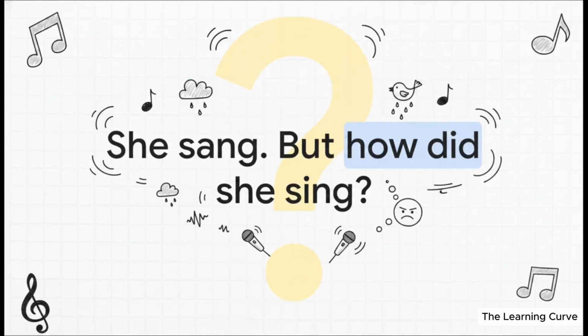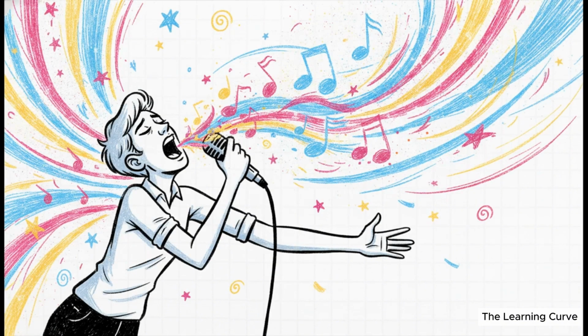Okay, but what about actions? If I just tell you, she sang, sure, you get the basic fact, but your brain naturally asks, how did she sing? Was she whispering? Was she belting it out? Was she totally off key? That's when we introduce a phrase like with great passion. In this sentence, that phrase functions as an adverb. It tells us exactly how the verb sang was performed. Without these phrases, your storytelling just kind of falls flat. Prepositional phrases are absolutely your secret weapon for vivid, descriptive English.